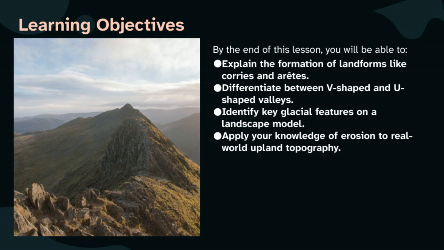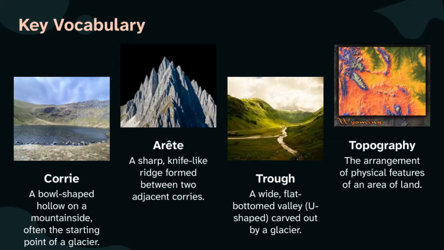The key skill today is linking process to landform. A weak answer might say, the glacier made the valley bigger. A stronger answer explains how plucking, abrasion, freeze-thaw weathering, and glacier movement change the shape of the valley. Before we go further, let's go through today's key vocabulary.